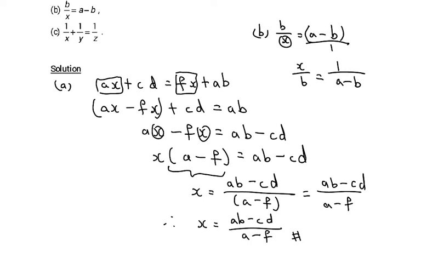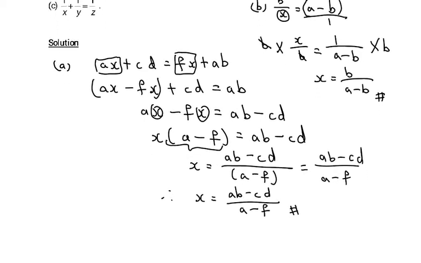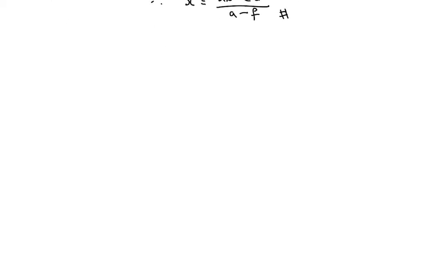Then to make X the subject, I need to get rid of over B, so I times B on both sides. So I can cancel off the B, X has been made the subject, and here B times 1 will give you B over A minus B. And so that's the answer. Next, we have part C. Part C, 1 over X plus 1 over Y is 1 over Z.